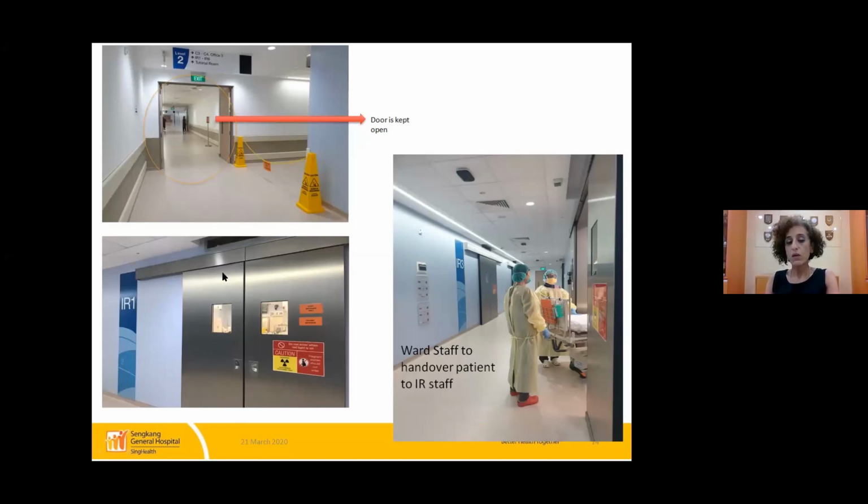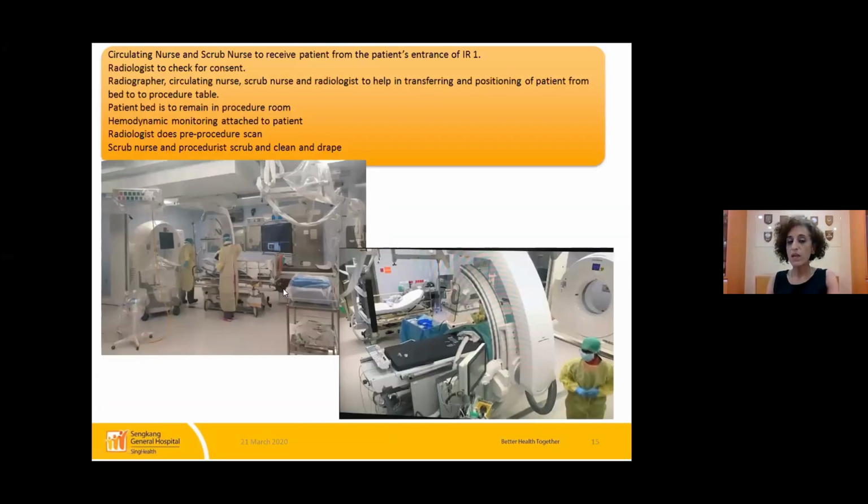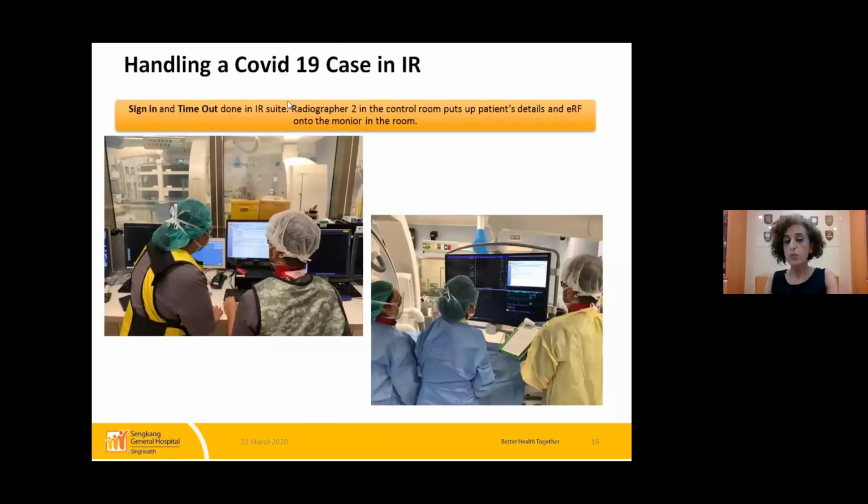At this point, all the people in the room will help transfer the patient onto the table. You put on the hemodynamic monitoring system, but you leave the patient's trolley within the room because this is infected and you do not want this to go into the non-infected areas. Once ready, you then do the sign-in and the timeout within the IR suite. The radiographer and the coordinating nurse who are in the clean zone, which is the control room, will put this up on your control screen in the room, and then you can do your electronic sign-in and sign-out very easily.